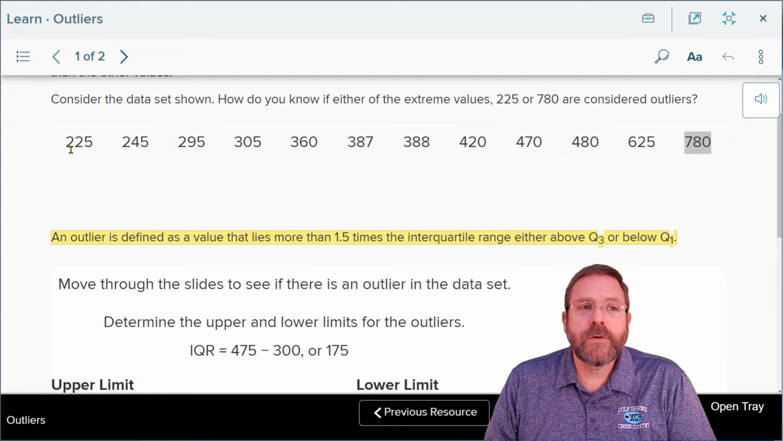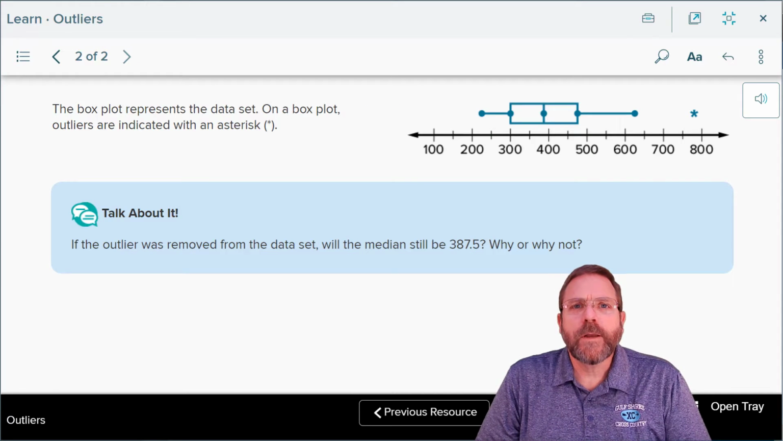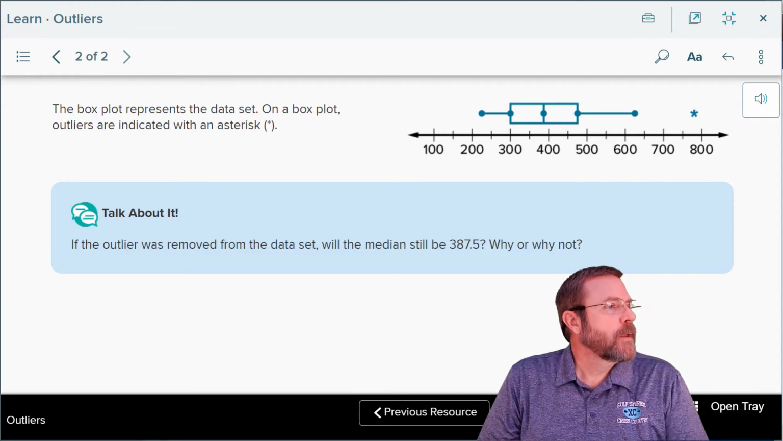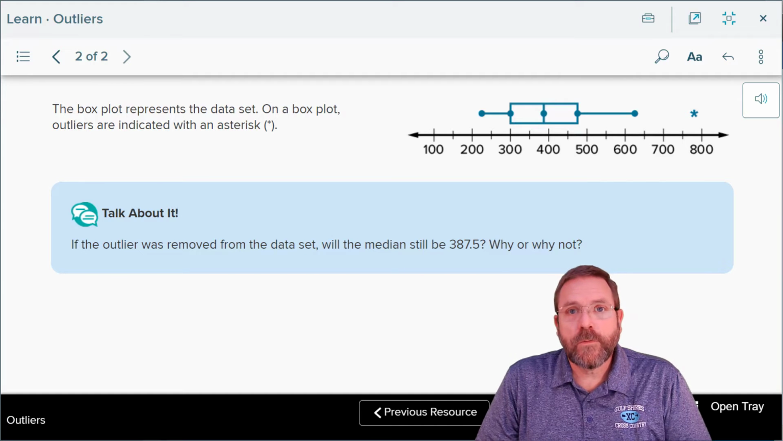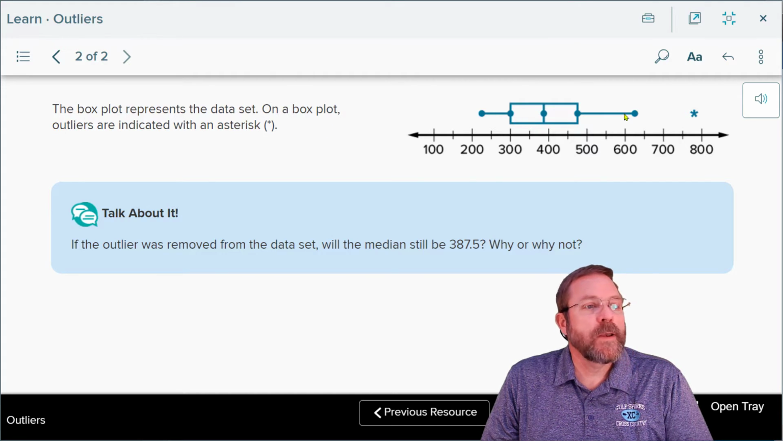225 does not count as an outlier, but 780 does. Now this is a brand new piece of information to me here. It says for a box plot, also known as a box and whisker plot, here we represent the data set, and on the box plot the outliers are indicated with an asterisk.